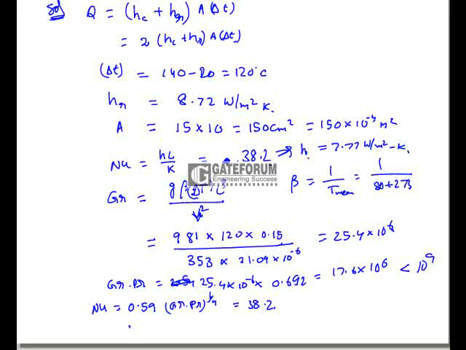Now we know both the heat transfer coefficients, of convection and radiation. Substituting all these values in the heat transfer equation, we get 2 into 59.36, which is equal to 119.7 watts. So in the options, the right option is D. D is the right answer.